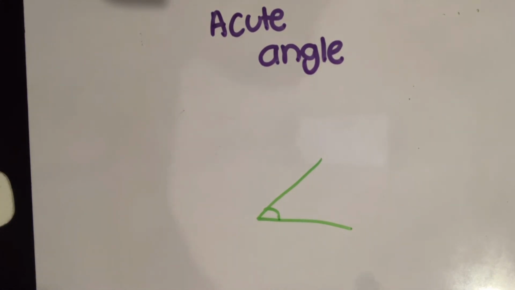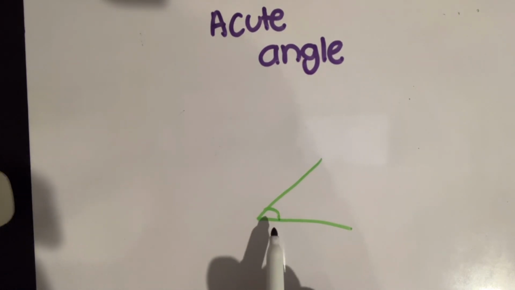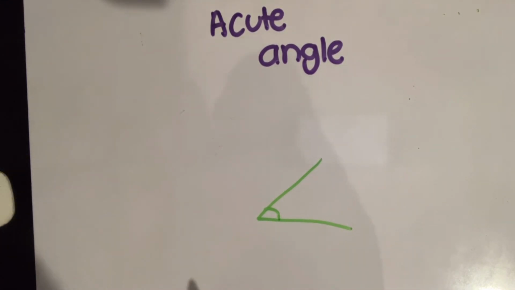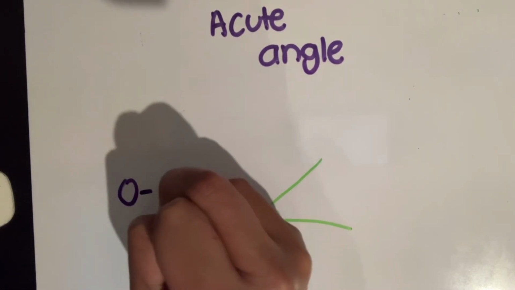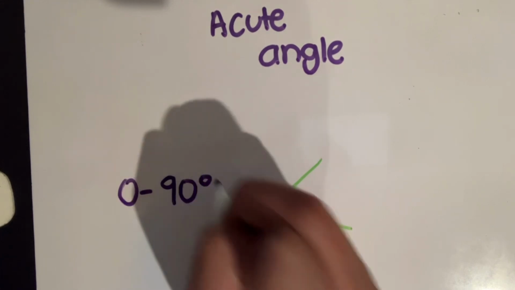Our next angle is an acute angle. An acute angle is smaller than 90 degrees. It has a little curve inside instead of a box, so you can tell it apart from the right angle. An acute angle is between 0 and 90 degrees.